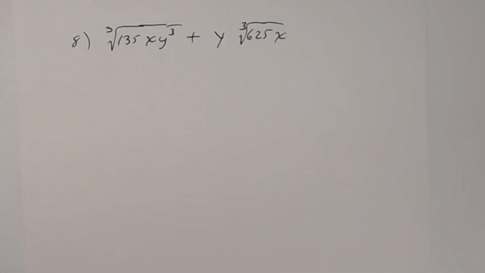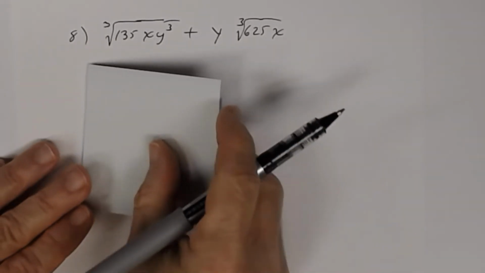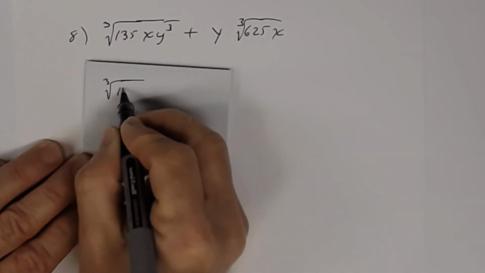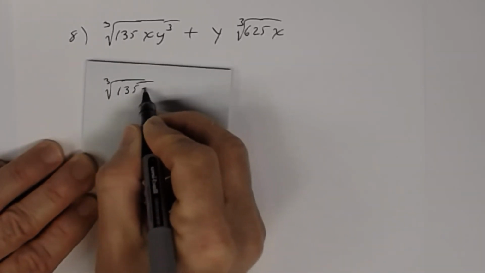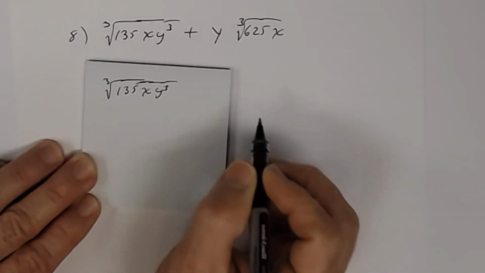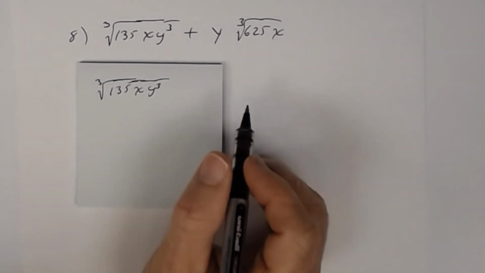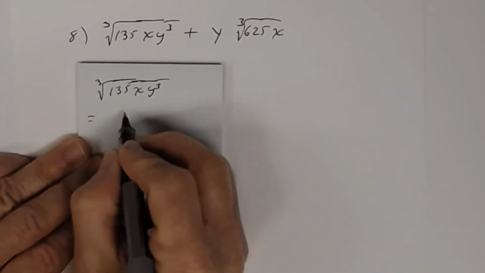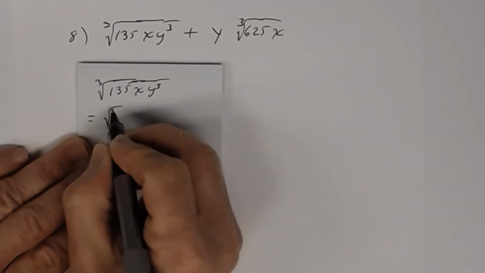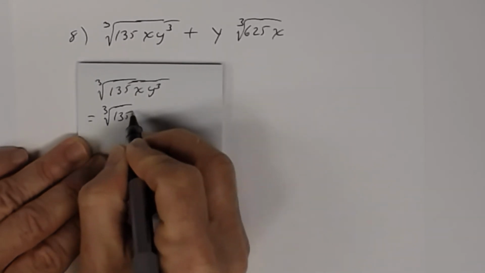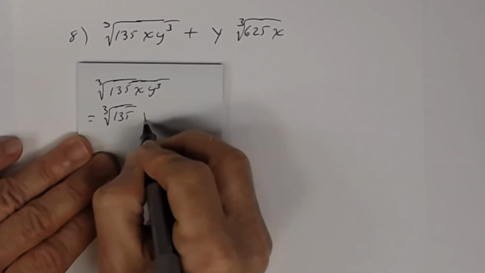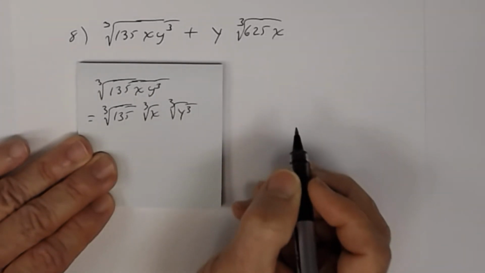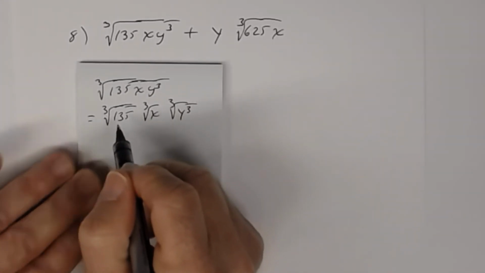Okay, so we have the cube root of 135xy cubed. All right, so let's rewrite this using our product rule for radicals. So it becomes the cube root of 135 times the cube root of x times the cube root of y cubed. Okay. All right, now let's talk about the cube root of 135.